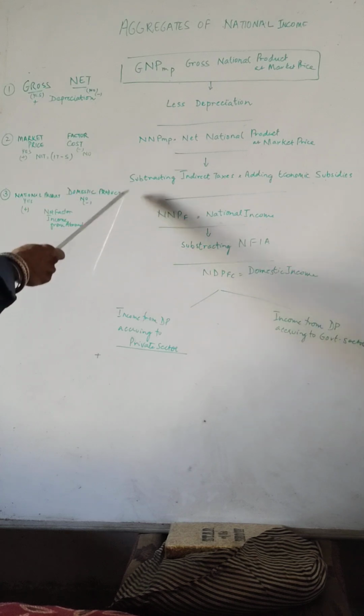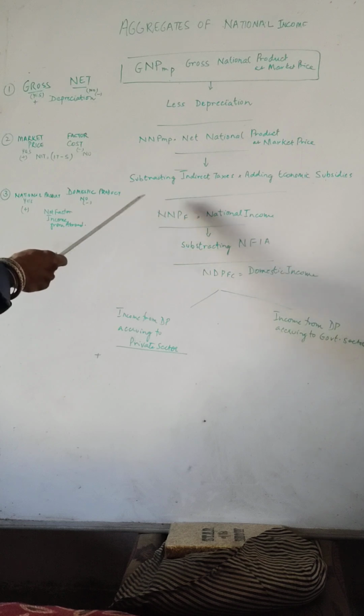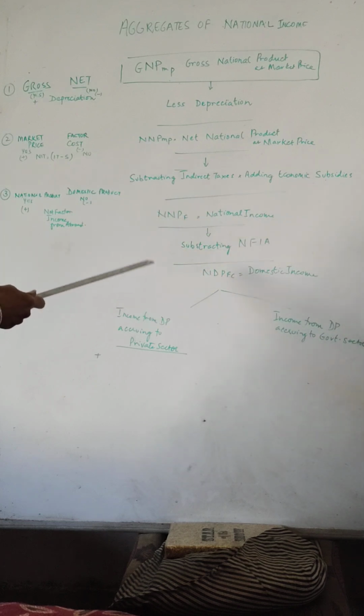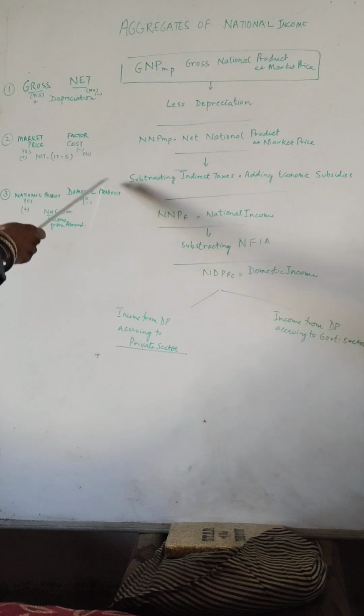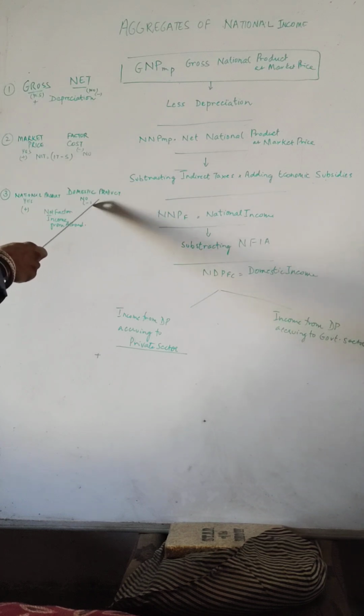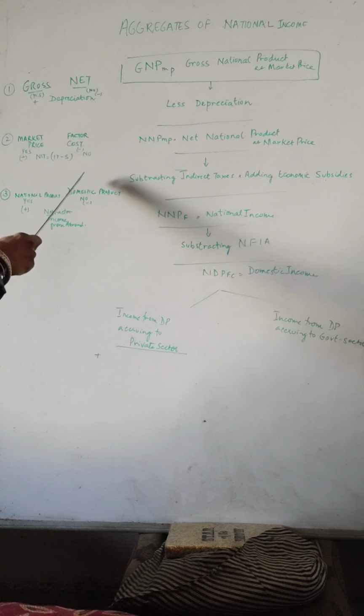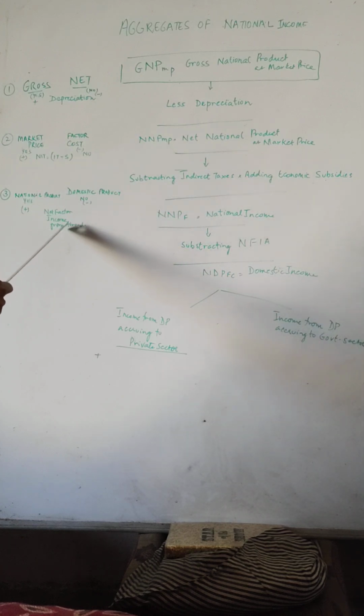But if you're talking just about the domestic product, it is about whatever is generated in the domestic territory of a country, by nationals and non-nationals both. So that is the domestic product. And in the domestic product, net factor income from abroad is not added.